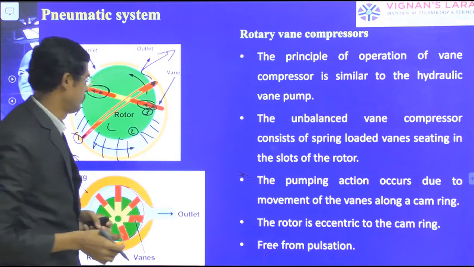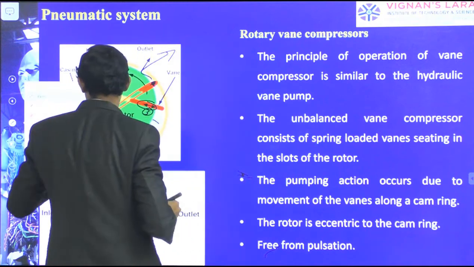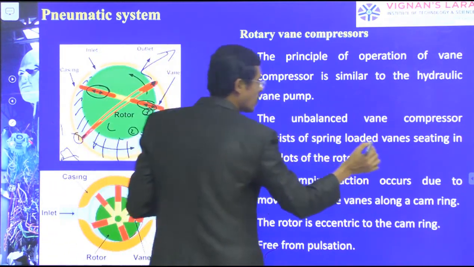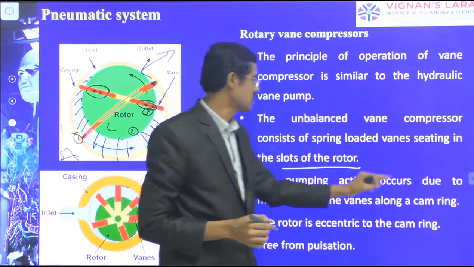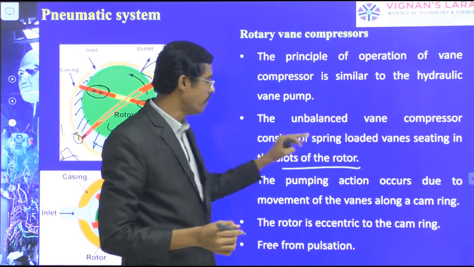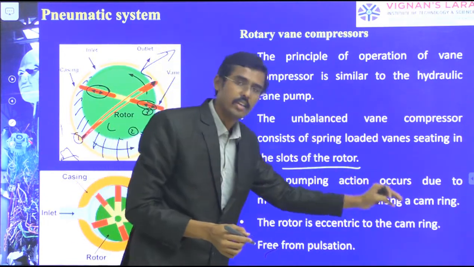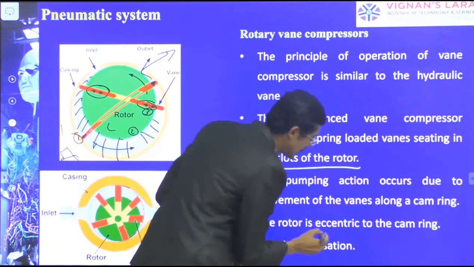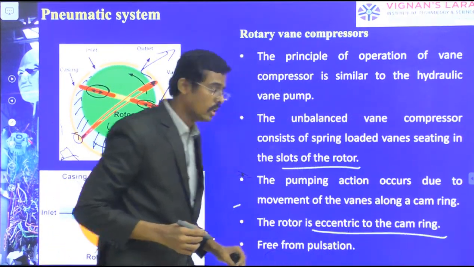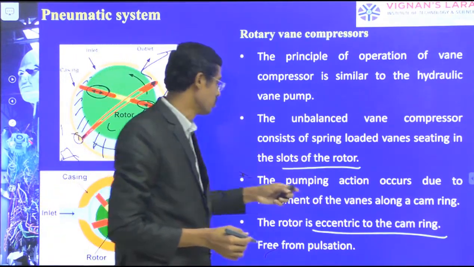It's a simple mechanism. The unbalanced vane compressor consists of spring-loaded vanes sitting in the slots of the rotor. The pumping action occurs due to the movement of the vanes along the cam rings, and therefore the rotor is eccentric to the cam ring. They are also free from pulsations.